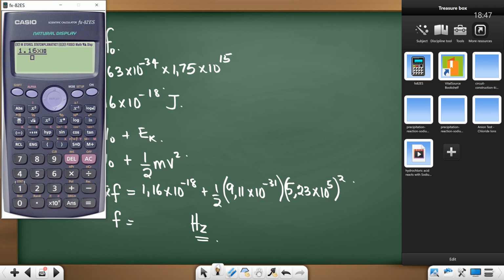1,16 times 10 to the power negative 18 plus 0,5 times 9,11 times 10 to the power negative 31 times 5,23 times 10 to the power 5, all squared. Then whatever I get, I'm going to divide by 6,63 times 10 to the power negative 34. Yes, guys, please check. That 50-something exponent is just extreme.